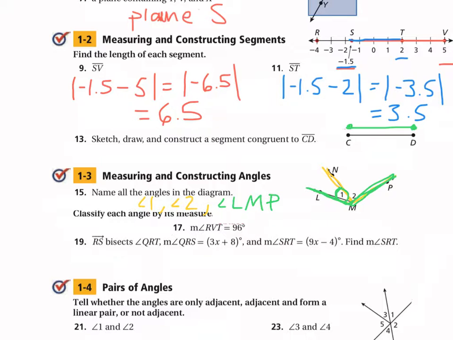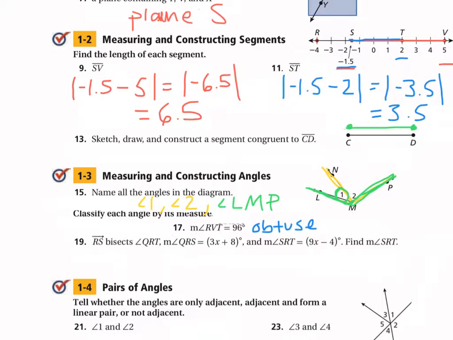Classify each angle by its measure. So the measure of angle RVT is 96 degrees. 96 is greater than 90, so this angle would be an obtuse angle. Ray RS bisects angle QRT. The measure of QRS is equal to 3x plus 8 degrees, and the measure of SRT is equal to 9x minus 4 degrees. Find the measure of SRT.